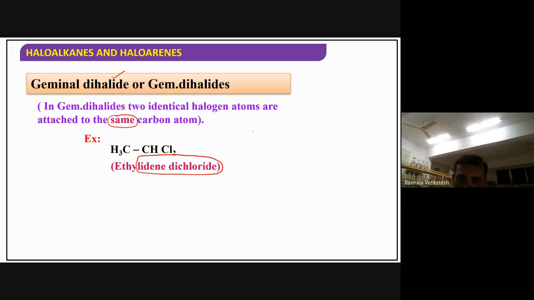For example, if I write like this, CH3, CH2, CH2, CHBr2. Okay. Tell me what is the nomenclature?